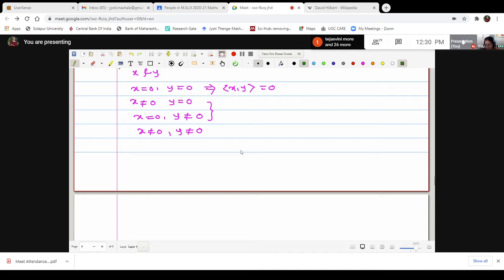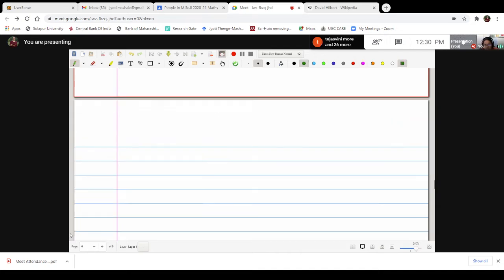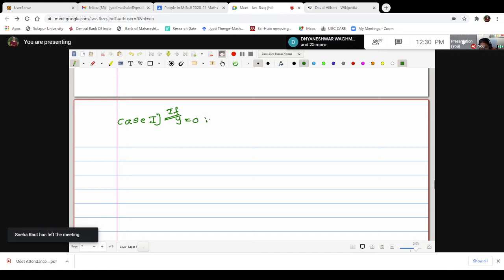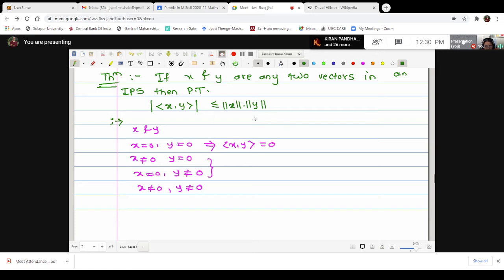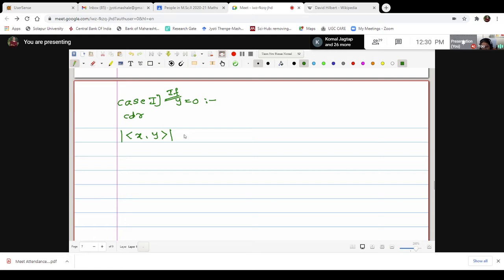Okay. Therefore, let us discuss the result by considering case 1. I will write case 1, if y is equal to 0. What will happen if y is equal to 0? We will start with the inner product x, y. I will put it in the modulus because we want to prove modulus inner product xy is less than or equal to norm x into norm of y. Therefore, here I will consider it in the modulus.